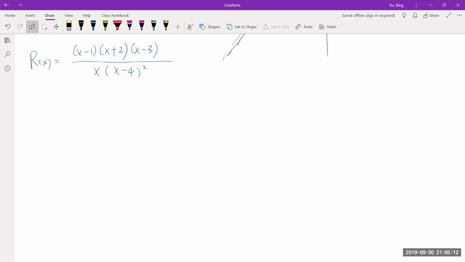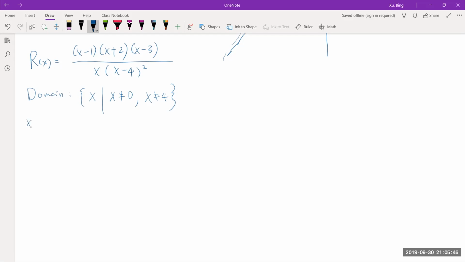Now, since it's already factored and we don't have to factor this, what is the domain here? Well, we look at the denominator, right? What can x not be equal to? First of all, x cannot be equal to 0, and also it cannot be equal to 4. So your domain needs to exclude those two numbers.